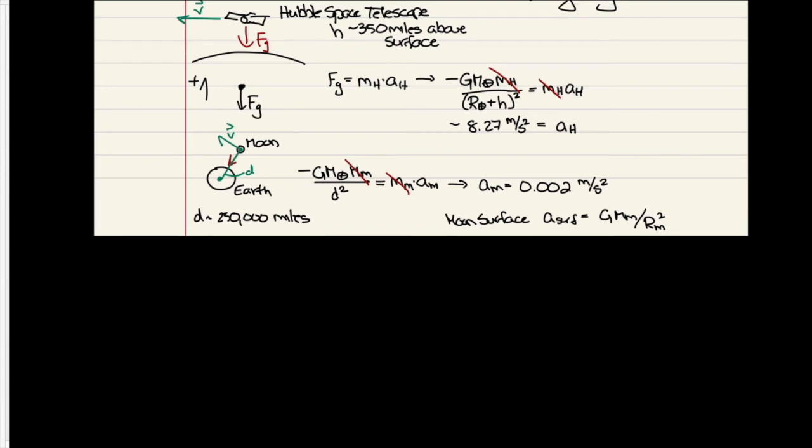By Newton's third law, the Earth feels itself accelerated towards the moon at 0.002 meters per second squared. But given that the Earth weighs factors of 10 more than the moon, it appears to be doing all the motion.